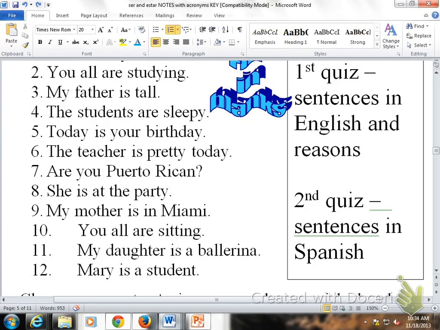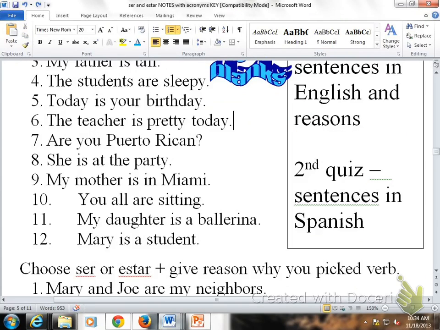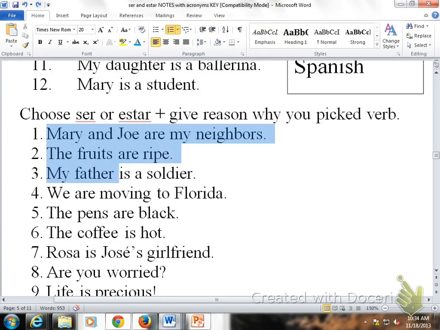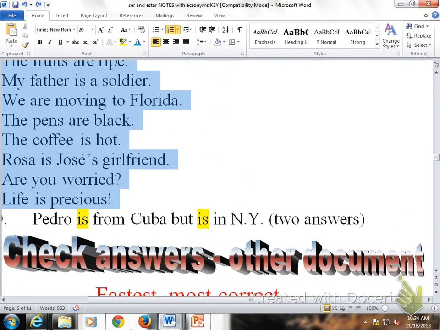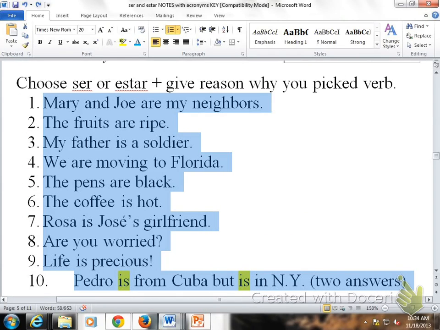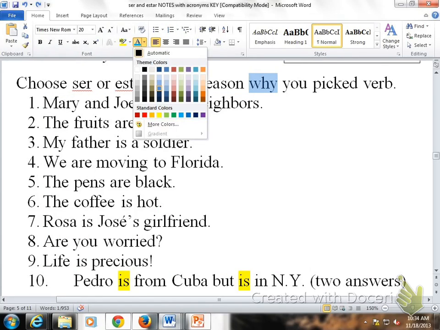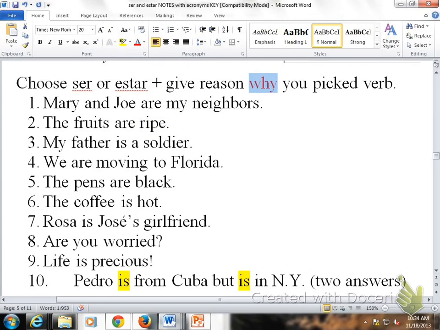So you're going to have 2 quizzes. The first quiz is going to be with sentences in English and these reasons that we just went over, and that's what you're going to practice for homework. I want you to choose said or estar for these right here. Okay, and then put next to it, it's always good to have why you picked it so that you can always know when you were thinking about whichever verb, why it is the reason why it is, and then if you get it wrong, you'll know what you were thinking at the time and what it actually is.